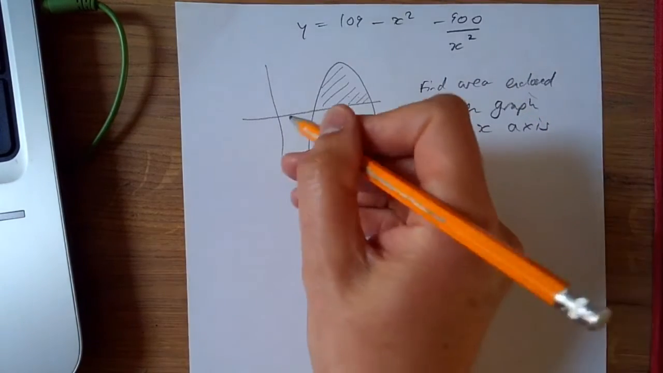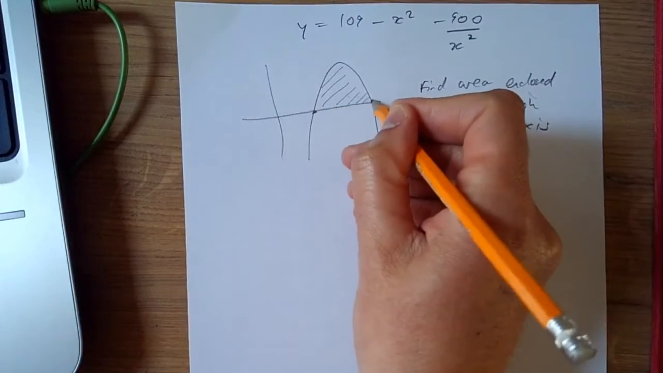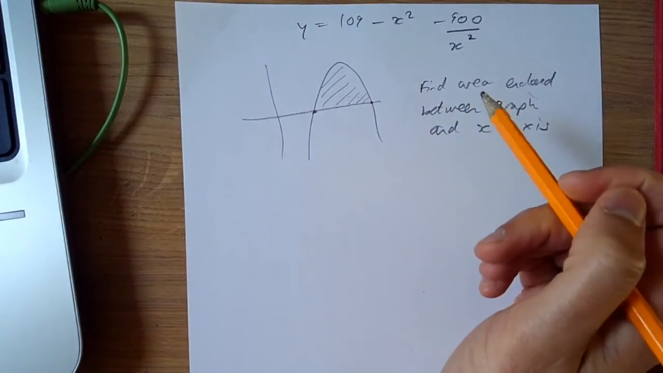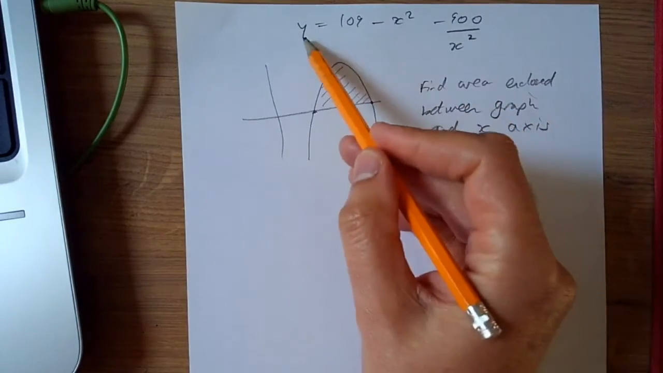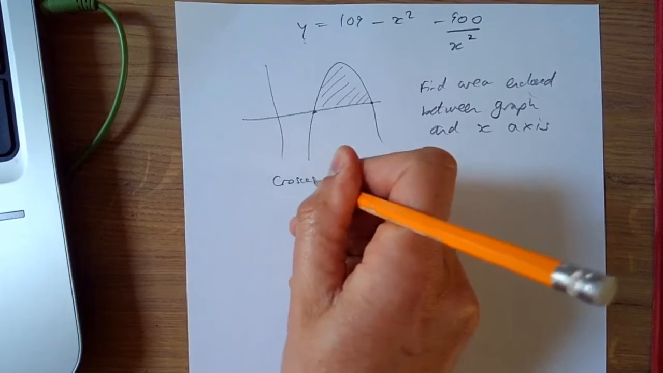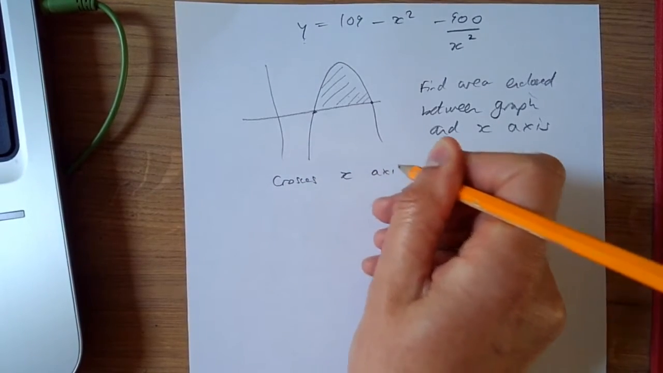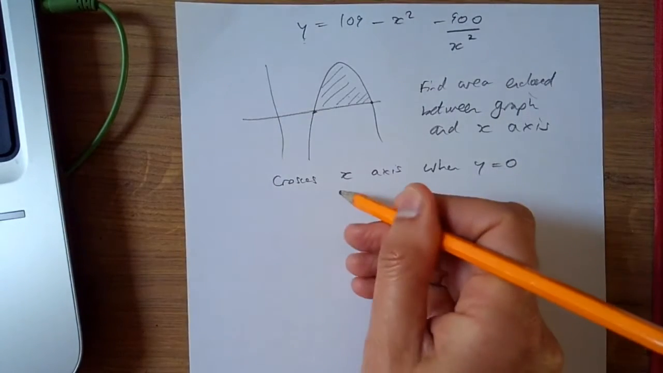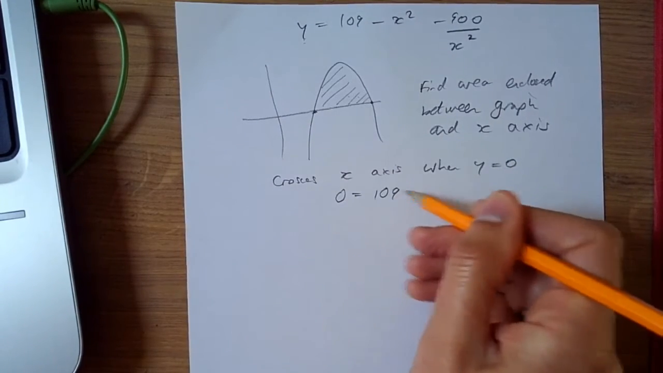So what you've got to do is work out these two x-axis intercepts. Okay, so how do we work out where a graph crosses the x-axis? We set y equal to 0. So it crosses the x-axis when y equals 0. So let's put 0 in.